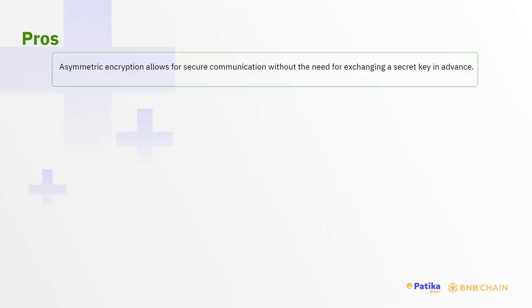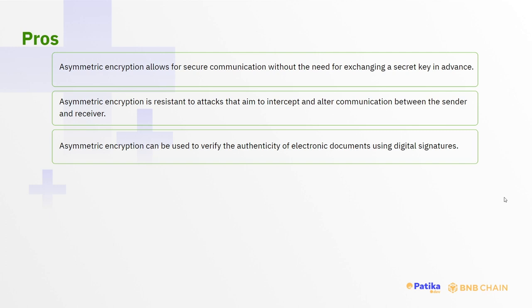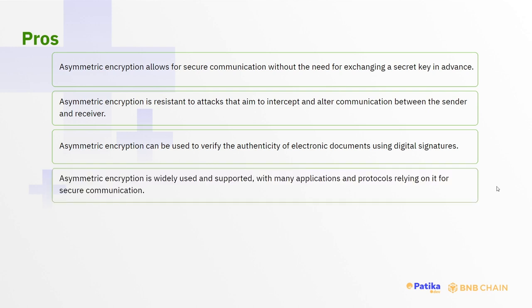What are the pros of asymmetric encryption? It allows for secure communication without the need for exchanging a secret key in advance. Asymmetric encryption is resistant to attacks that aim to intercept and alter communication between the sender and receiver. Asymmetric encryption can be used to verify the authenticity of electronic documents using digital signatures. Asymmetric encryption is widely used and supported, with many applications and protocols relying on it for secure communication.